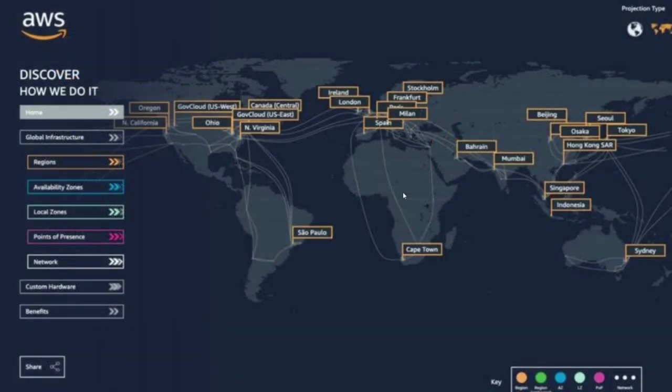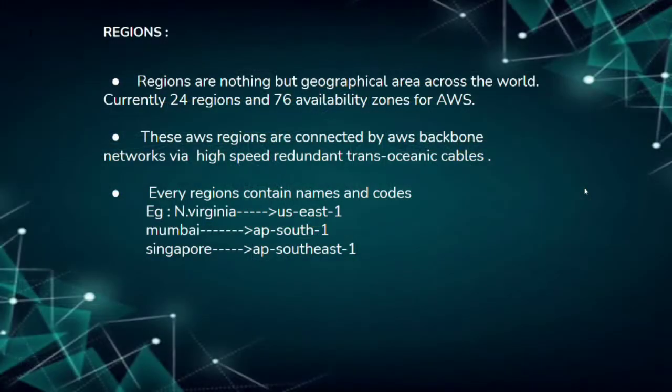Regions are nothing but geographical areas in which the cloud service provider has their centers. This picture depicts the AWS regions. Presently, AWS has 24 regions and 76 availability zones. All these AWS regions are connected by the AWS backbone network, by high-speed redundant transoceanic cables. So this is an example for regions.